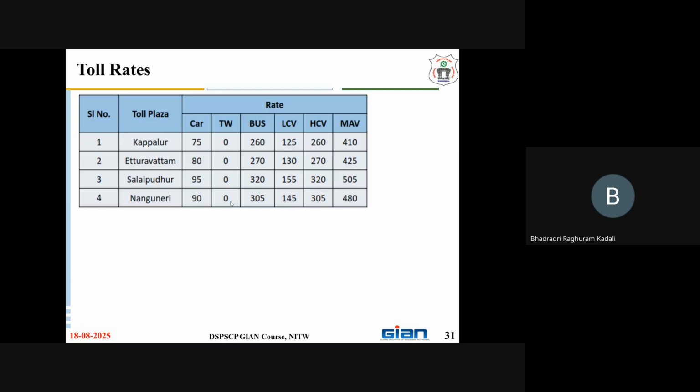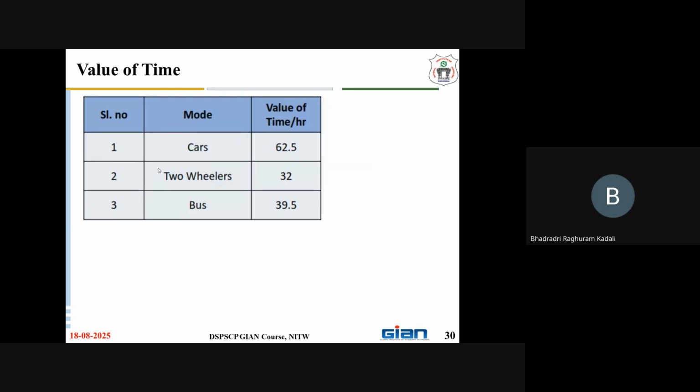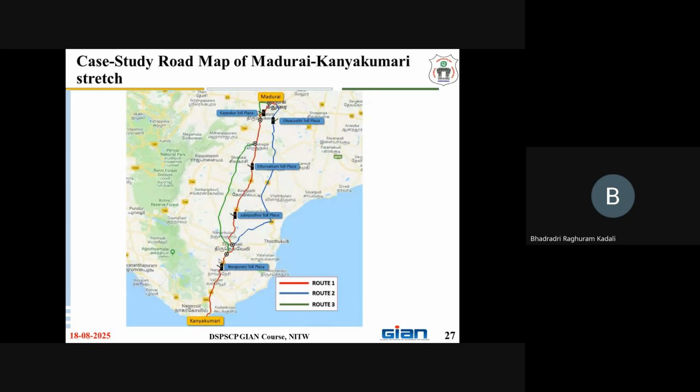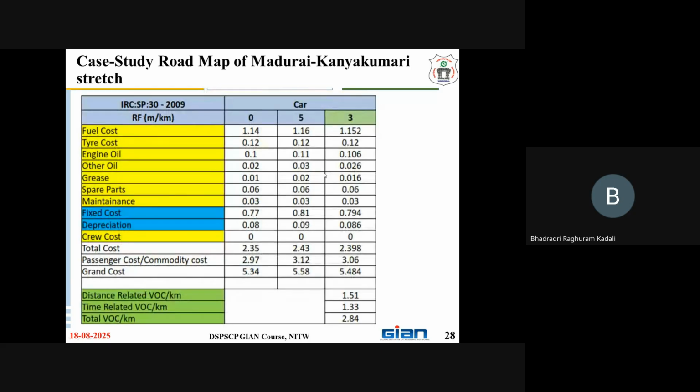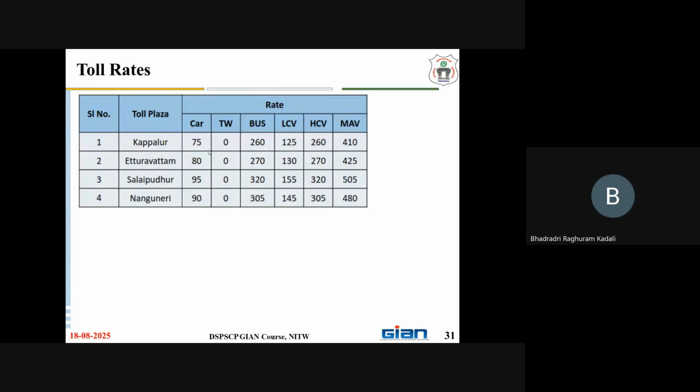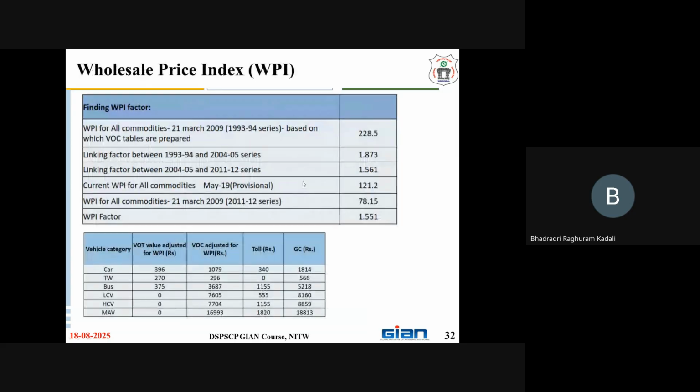Then the toll rates are the actual toll rates corresponding to the different toll stretches. This is the first toll, the second, third, fourth, for the different categories of vehicles. These are the toll rates that have been given here. There is no toll price for the two-wheeler. These are the toll rates for all the other categories of vehicles.